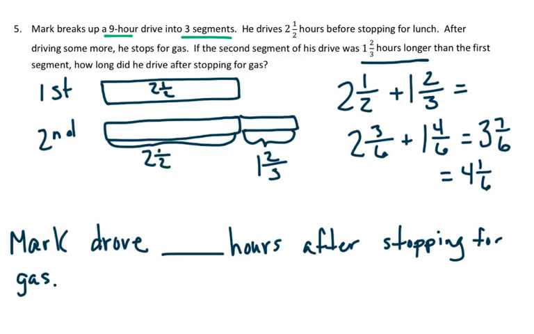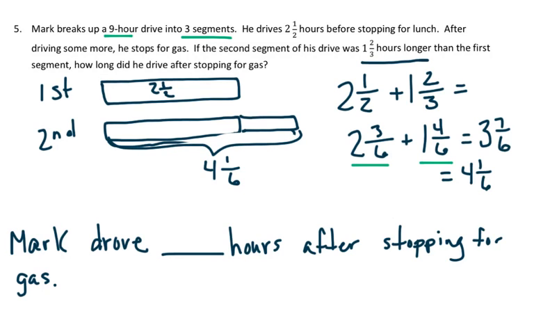And so I have equivalent fractions, so 2 3/6. The common denominator now is 6, plus 1 4/6 is equal to 3 7/6. And that was improper, so I made a proper fraction, a mixed number of 4 1/6. So that's how much he drove in the second segment. So I'm actually going to label that as such for the second segment. Is 4 1/6.